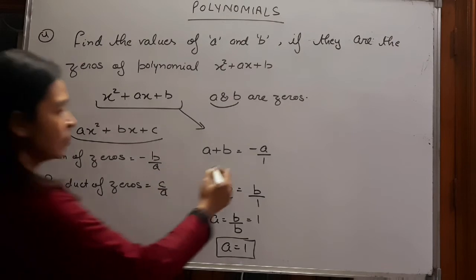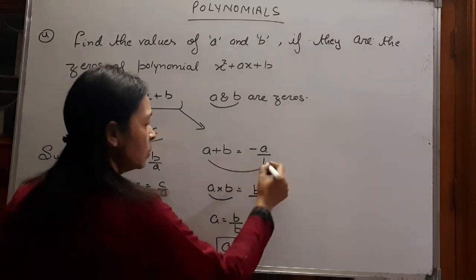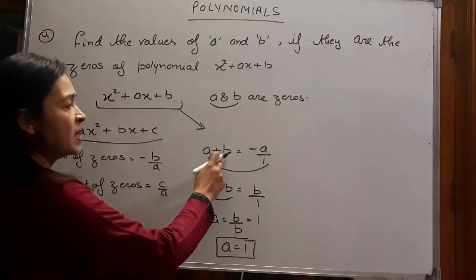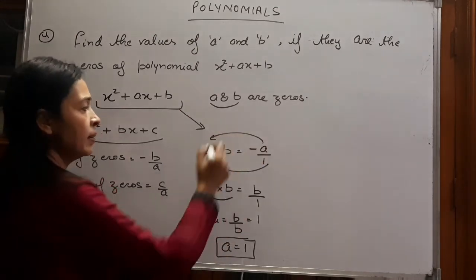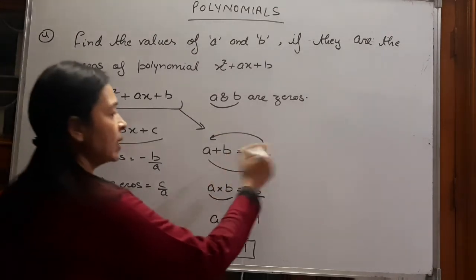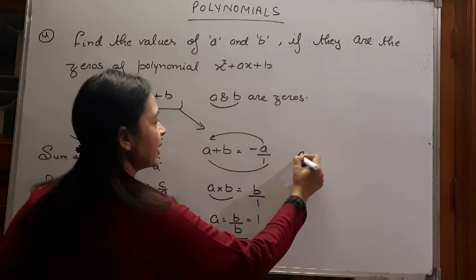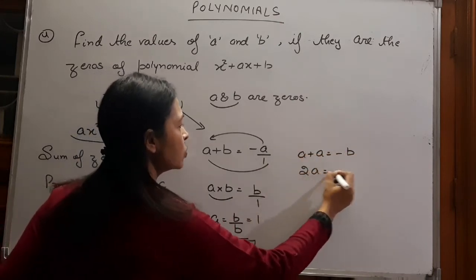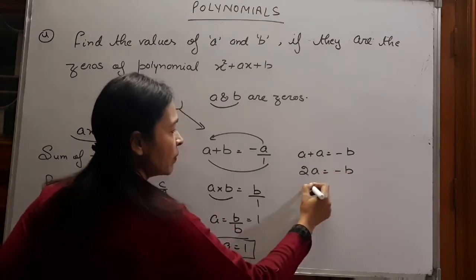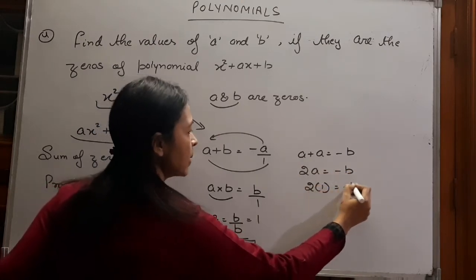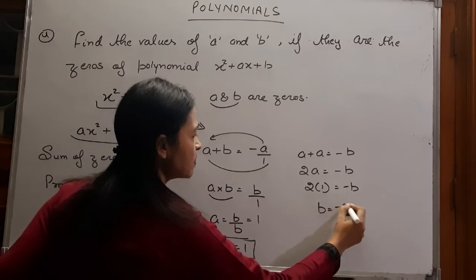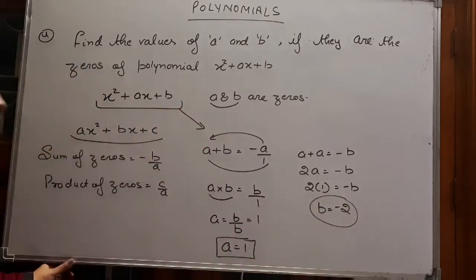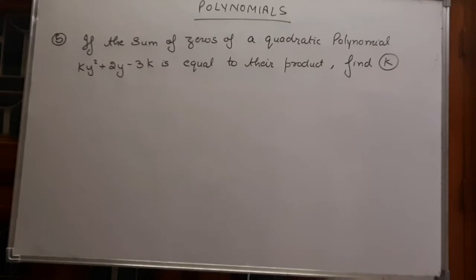Now, taking this value here, we have A plus B equals to minus A. A on the left hand side and B on the right hand side. We will get A plus A equals to minus B. 2A equals to minus B. Value of A is 1. 2 into 1 equals to minus B and value of B is minus 2. Value of A is 1 and B is minus 2.